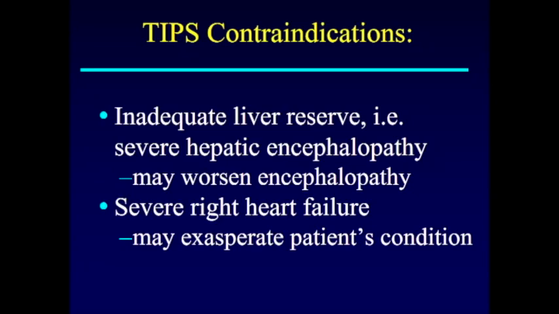Contraindications, there are a lot of non-absolute contraindications that I'm not going to mention, but I want to just point out the 2 absolute contraindications to TIPS shunt placement: inadequate liver reserve, i.e. if the patient has severe hepatic encephalopathy, because that may worsen the encephalopathy by now dumping all that extra blood into the systemic circulation, and severe right-sided heart failure, because that may exacerbate the patient's condition by leading to volume overload.